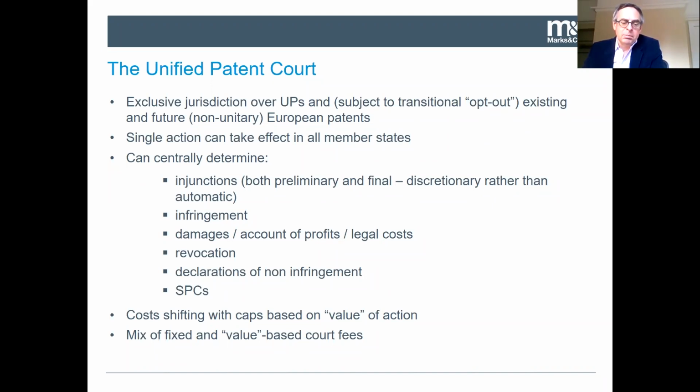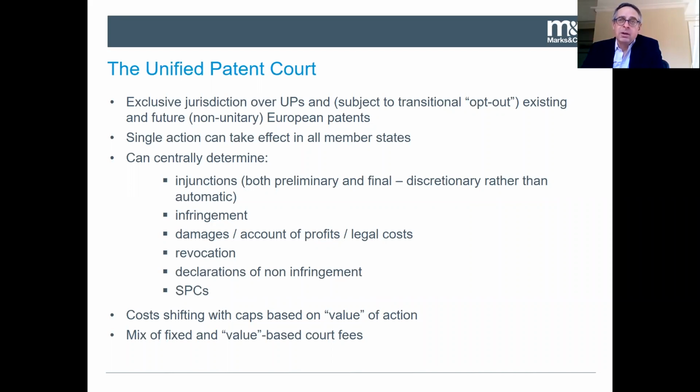Looking at the current proposals, which are some years old and to my knowledge have not yet been formally adopted, the maximum costs when you had cases around 50 million euros in value, cost shifting could be 2 million euros, though the court had the discretion to lift that to 5 million euros. There are also, very importantly, for parties wishing to bring actions in the UPC, fixed and value-based court fees that will apply.